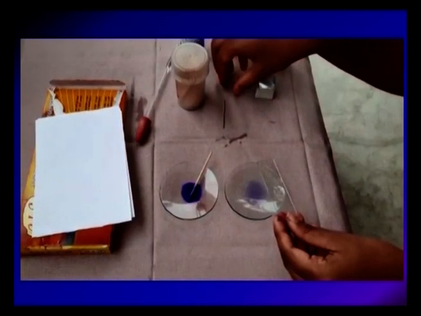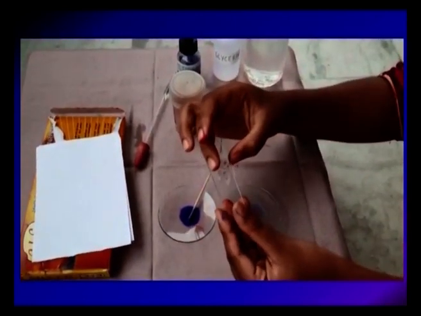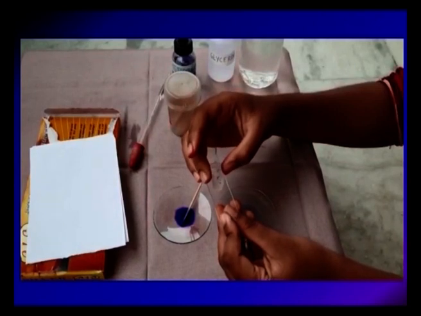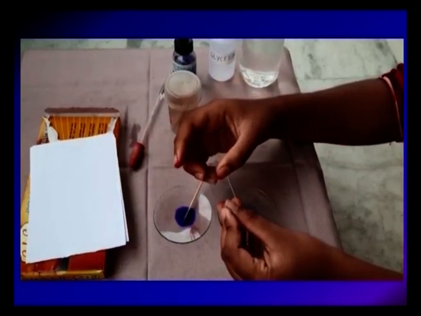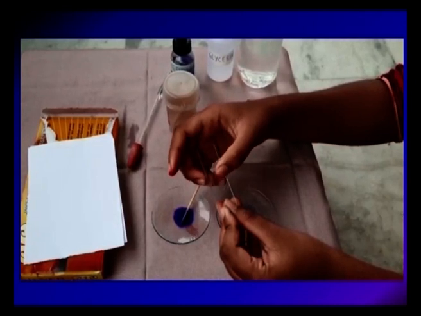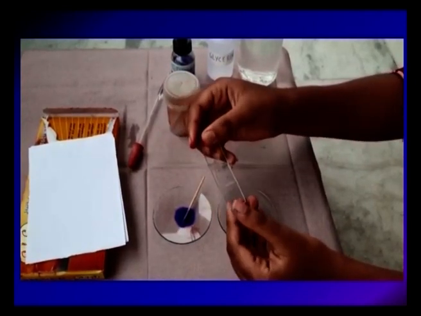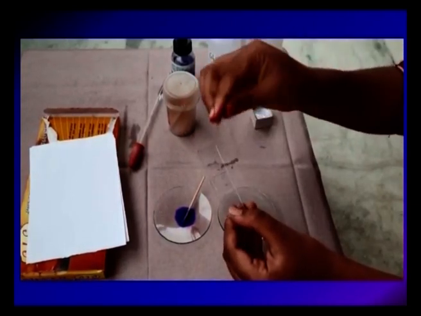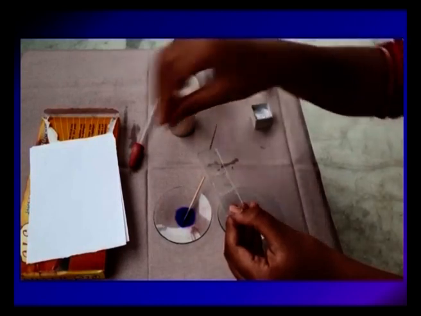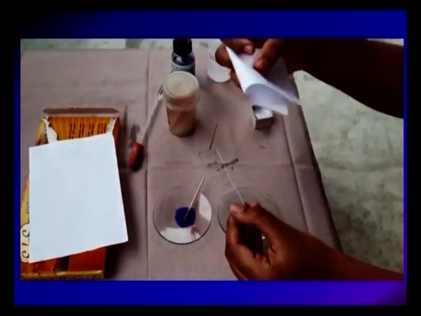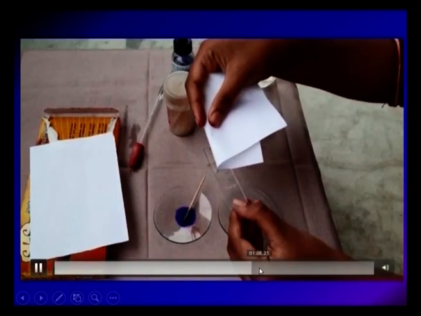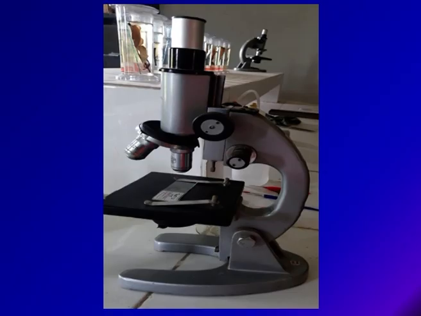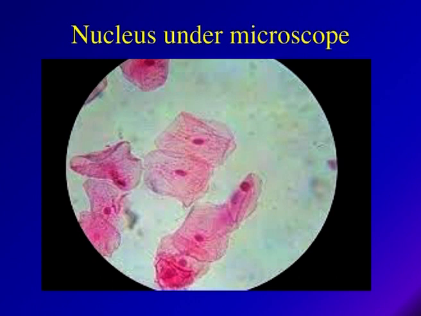Now take a cover slip and cover the slide. Gently tap it using a needle so that the air bubbles do not remain under the slide. Now observe it under the microscope. This is a compound microscope. When you observe the slide under it, you can see cells like this and a prominent nucleus is seen under the microscope.